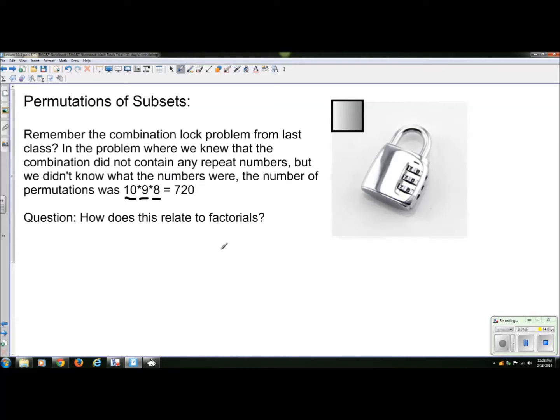And so I've got a question, which is, how does this relate to factorials? So pause and think about how this relates to factorials, and join me again in a second.